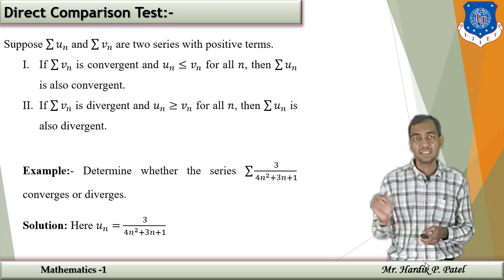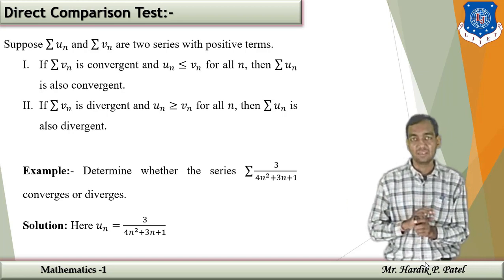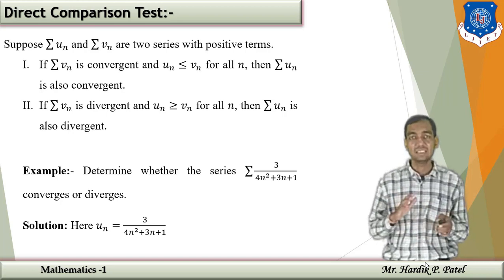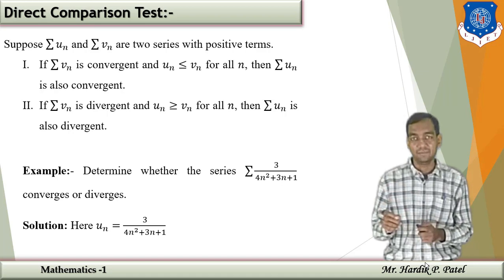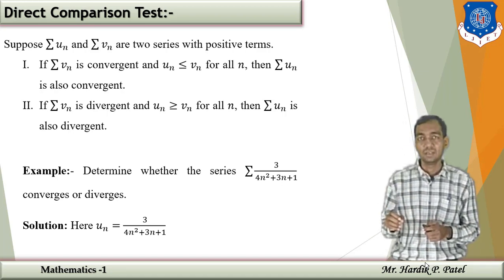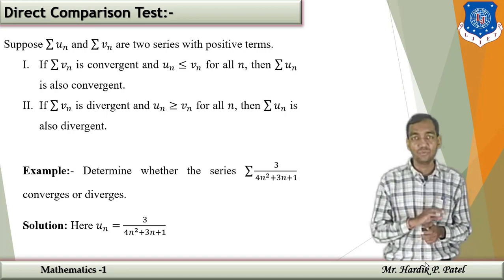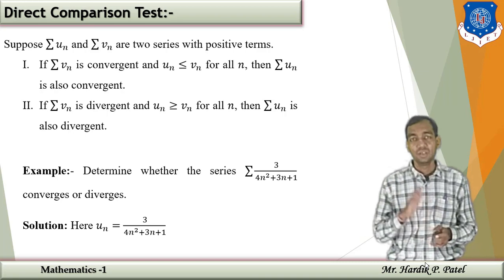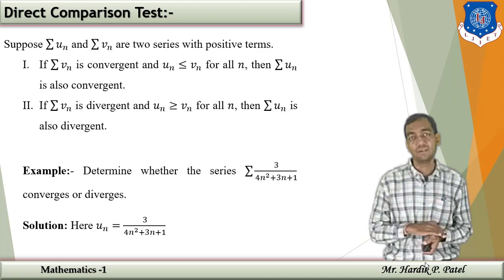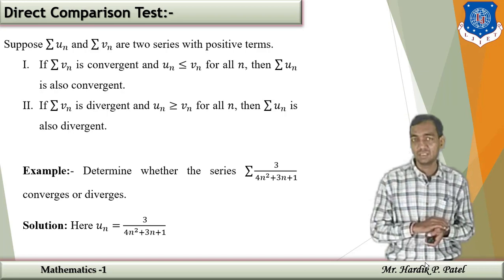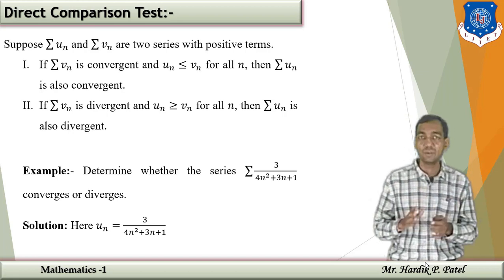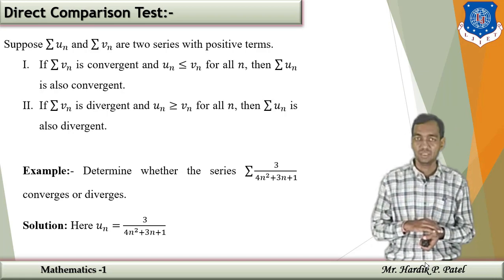Suppose sigma un and sigma vn are two series with positive terms. We are considering that all terms are positive. If sigma Vn is convergent with Un less than or equal to Vn for every n, that means Un is smaller than Vn for every n, and the larger series sigma Vn is convergent, then the smaller series sigma Un is also going to be convergent.